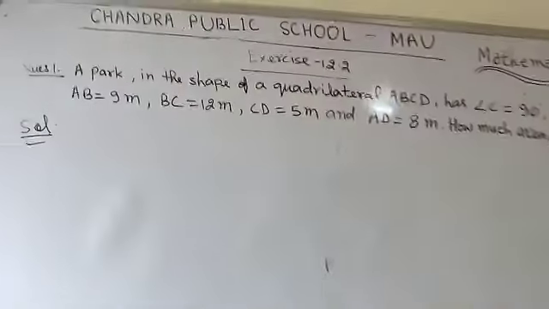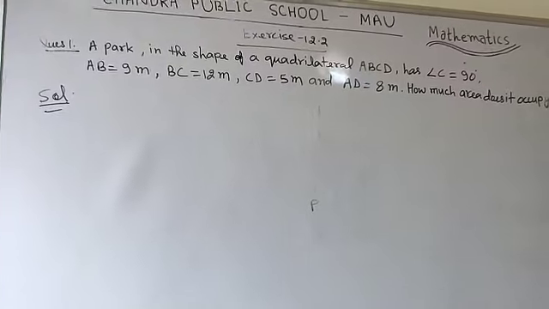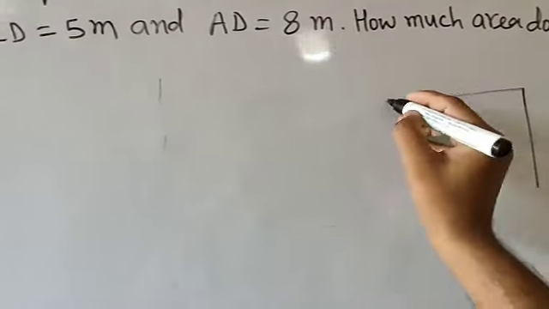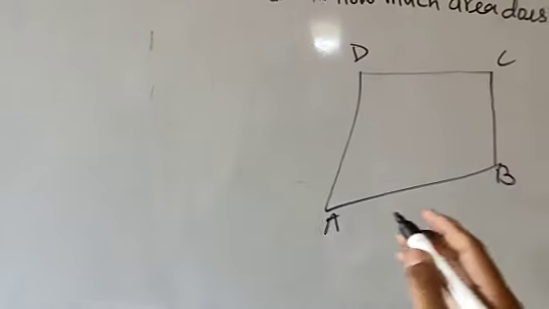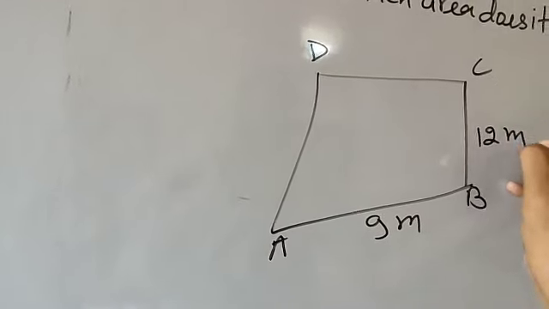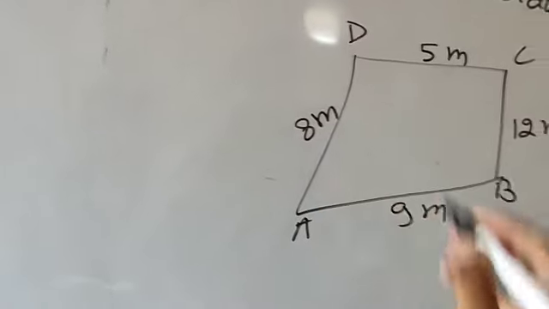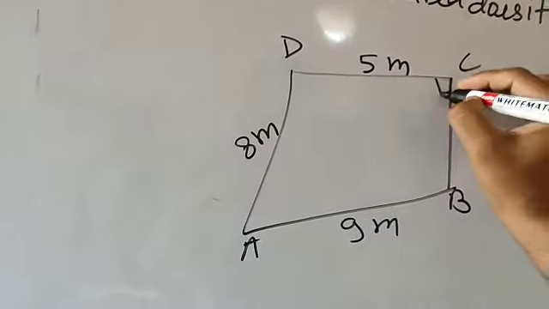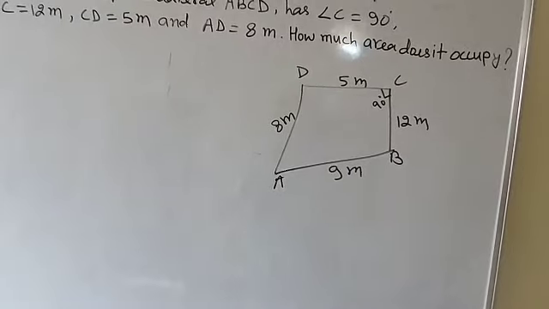If you are going to find the area of the quadrilateral ABCD, first you need to draw a rough diagram for the quadrilateral ABCD. So here I am going to draw a rough diagram: A, B, C, D. Now in the question it is given that AB equal to 9 meter, BC equal to 12 meter, CD equal to 5 meter and AD equal to 8 meter. And it is given that angle C is 90 degrees. You need to find the area of this quadrilateral.